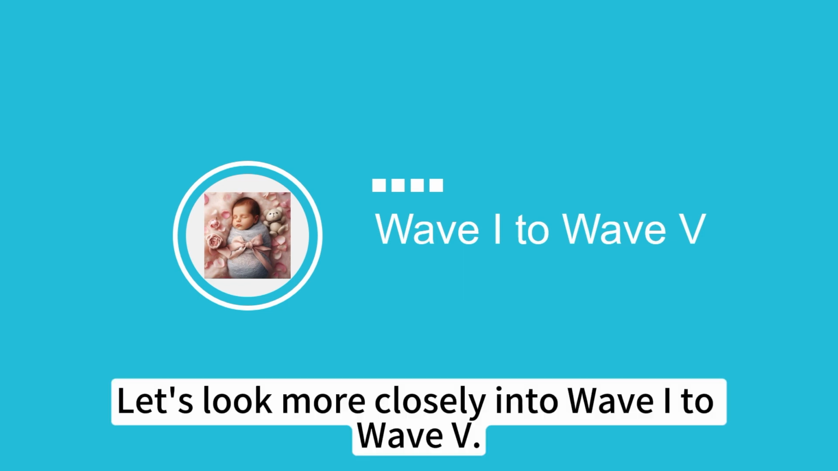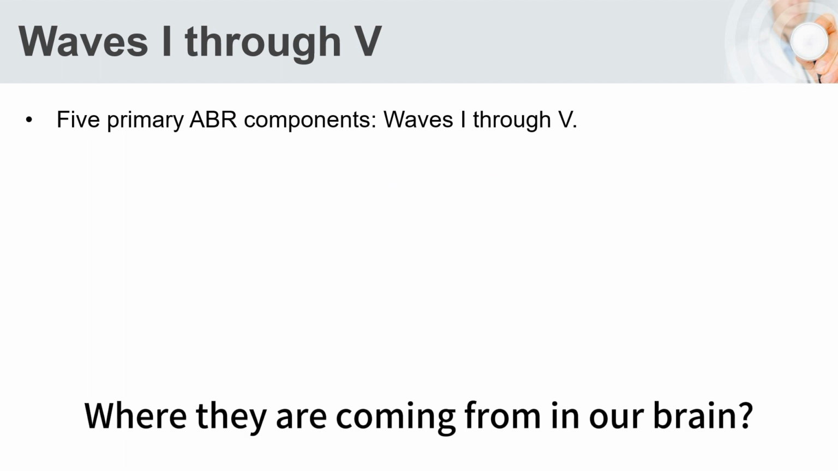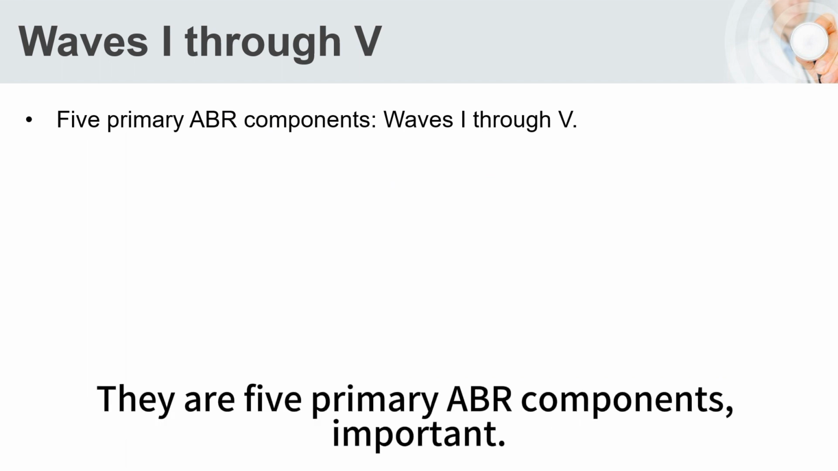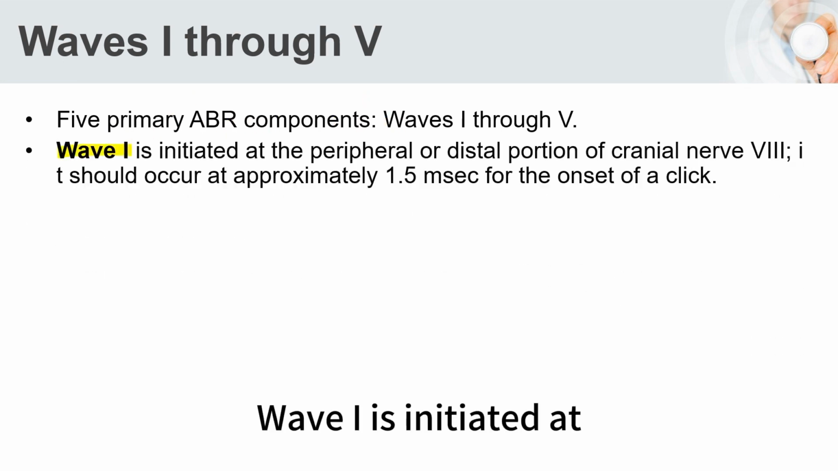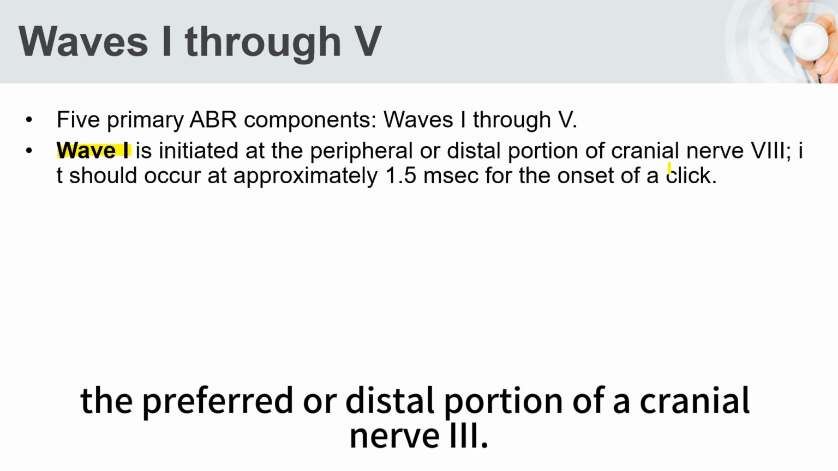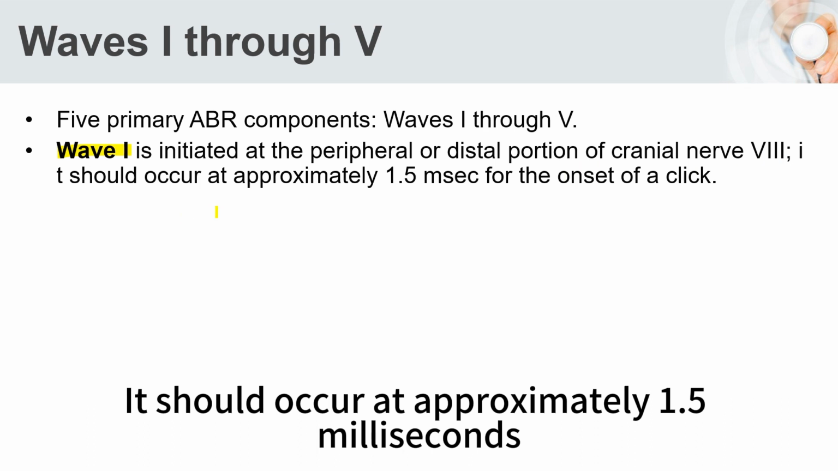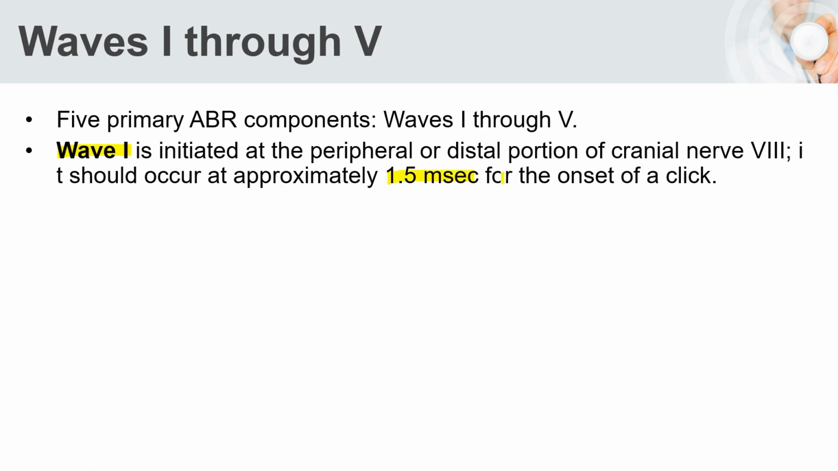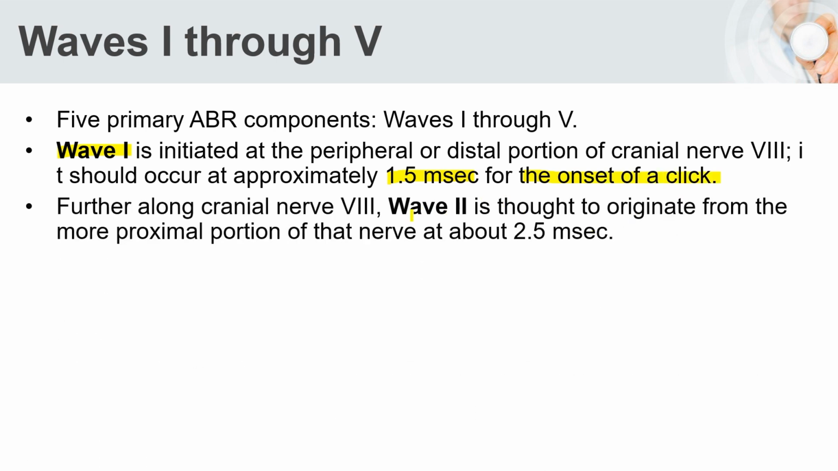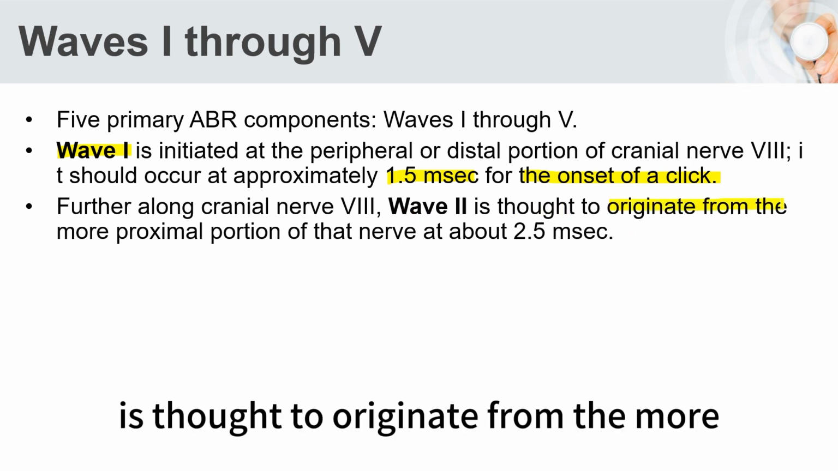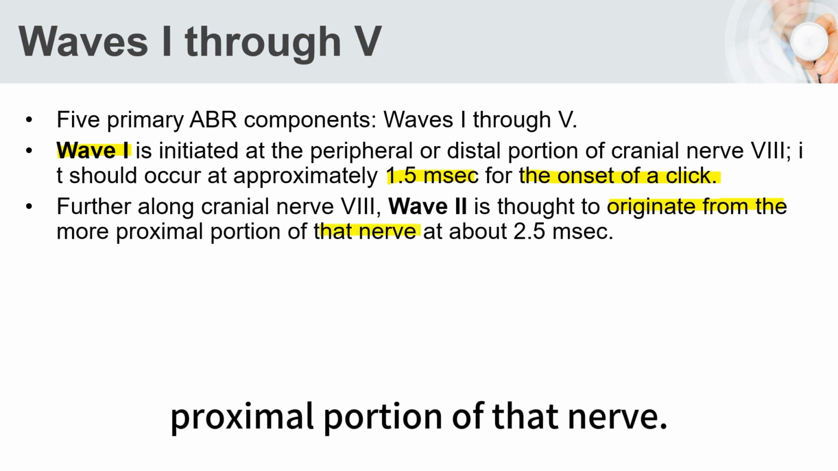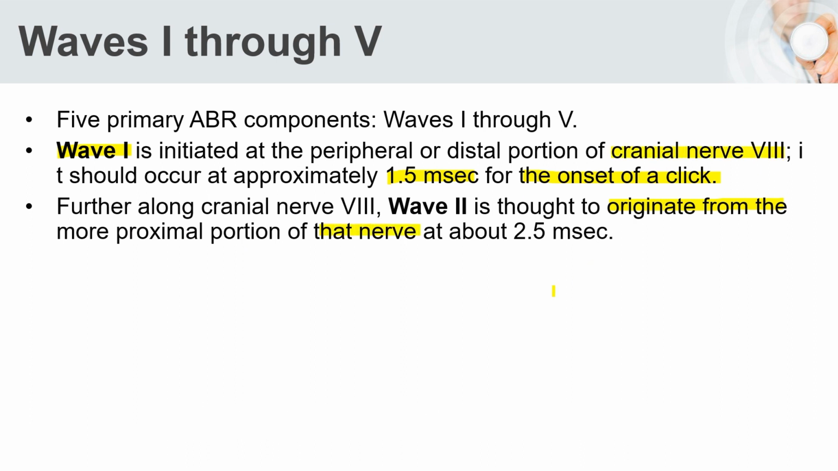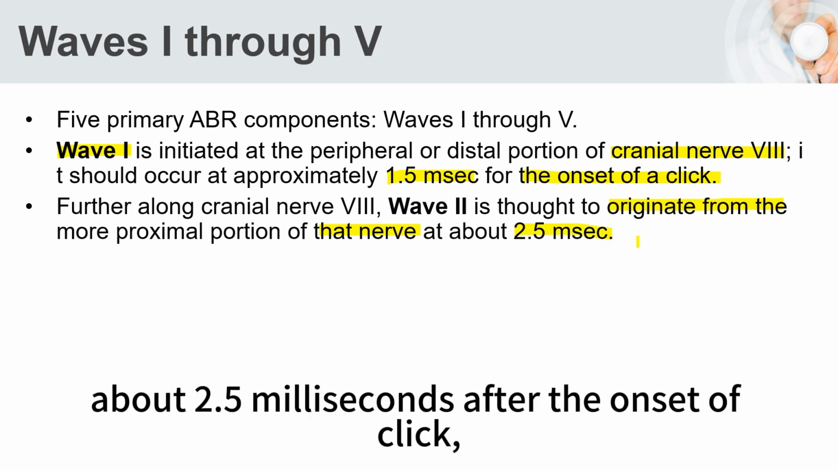So let's look more closely into wave 1 to wave 5, where they are coming from in our brain. There are five primary ABR components that are important. Wave 1 is initially at the peripheral or distal portion of cranial nerve 8. It should occur at approximately 1.5 milliseconds after the onset of the click. Wave 2 originates from the more proximal portion of that nerve, the cranial nerve 8. So it will arrive about 2.5 milliseconds after the onset of the click, 1 millisecond later.